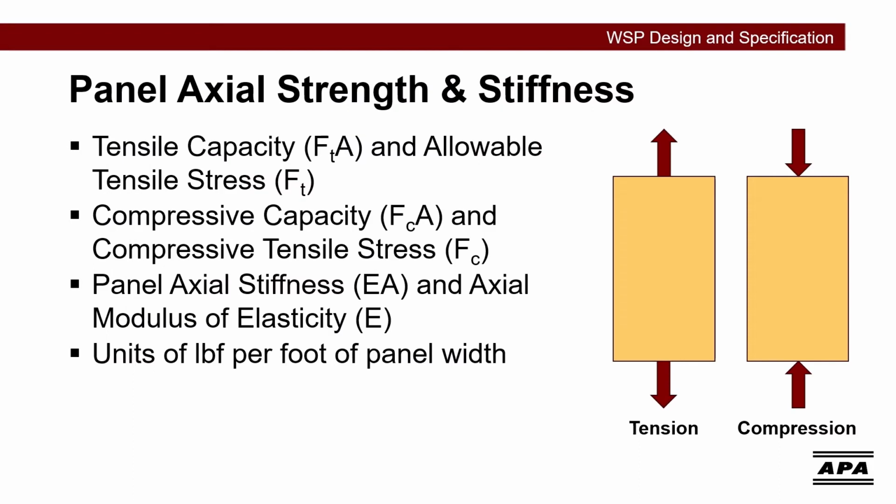The next design capacities are the axial strength and stiffness characteristics of structural panels, which include both tensile and compressive capacities. F sub T is the allowable tensile and F sub C is the allowable compressive stress of the panel. The A term in each capacity is the cross-sectional area of the panel for a 1 foot width.